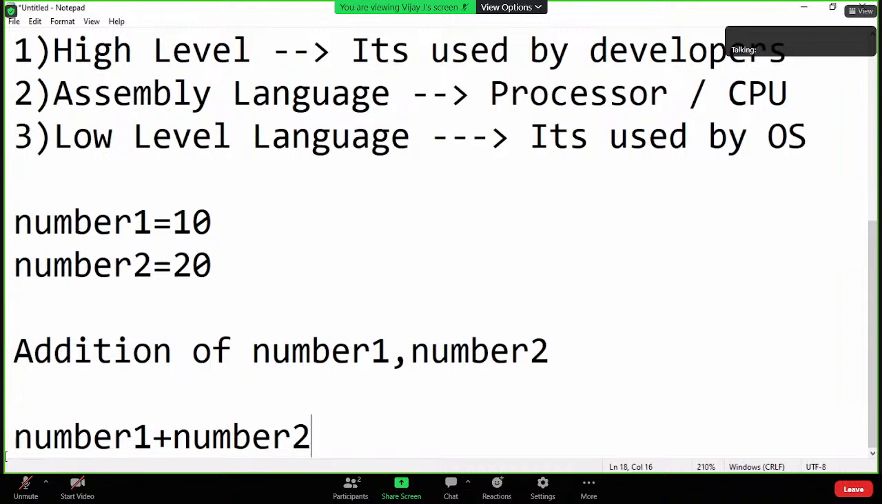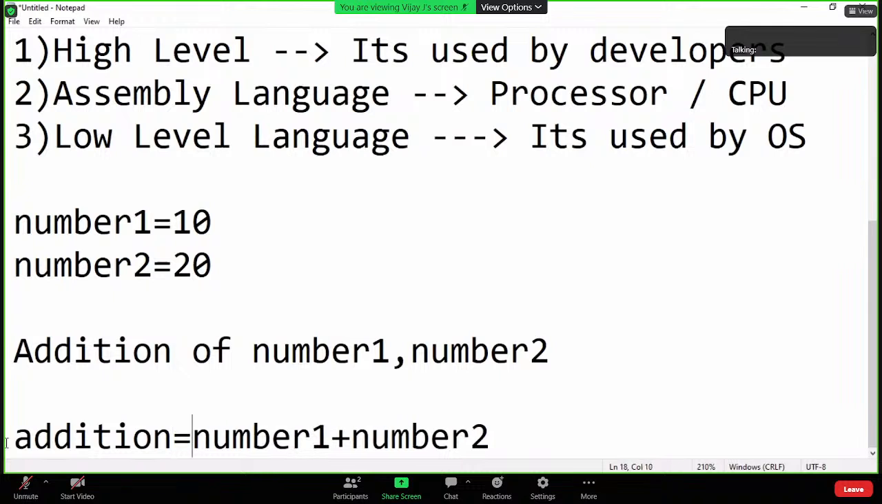And addition is number one plus number two. Yes or no? So in my program, we are taking number one and number two, and on adding them, we are storing the result somewhere, in addition. So within a program, what are these called?